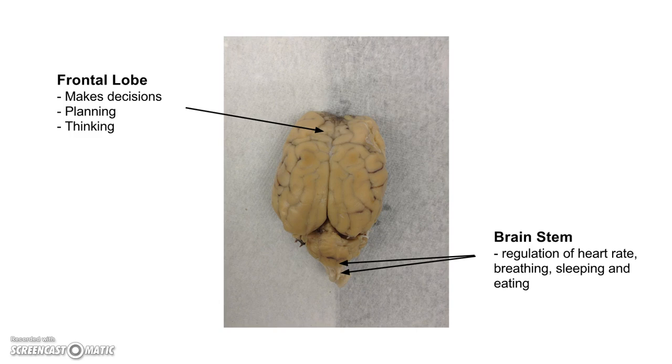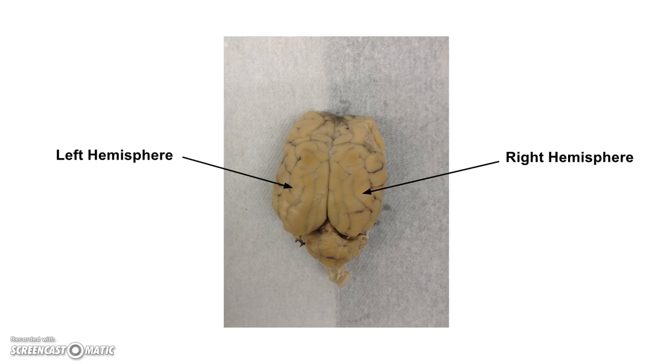One of the most important parts of the sheep's brain is the brainstem. It regulates the heart rate, breathing, sleeping, and eating. It's also the posterior of the brain. This would be the patient's point of view.